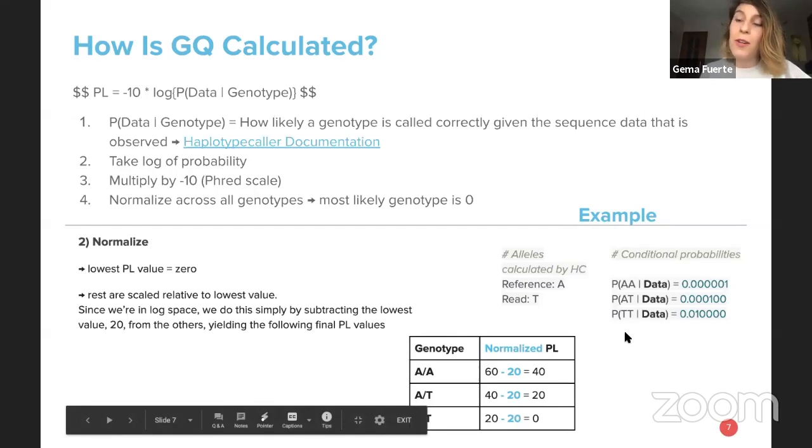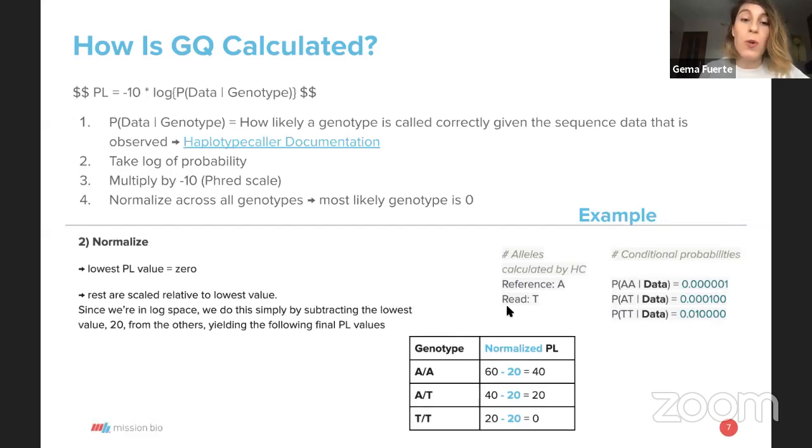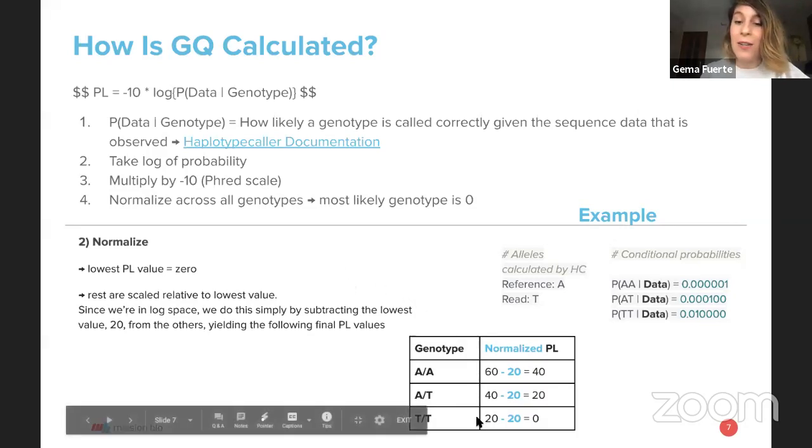Another good thing about logarithmic scale is when you normalize, instead of doing division or multiplication, you do subtraction or addition. So to normalize these values is as easy as making the lowest one equal to 0. So 20 minus 20 in this case, because it is logarithmic scale, becomes 0. And same with 40 minus 20 and 60 minus 20.